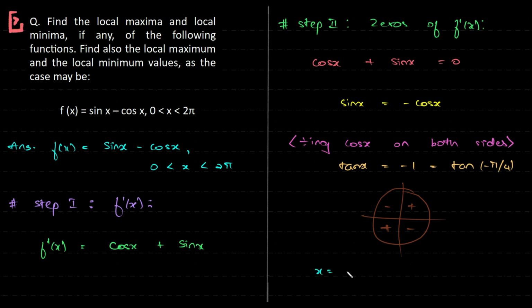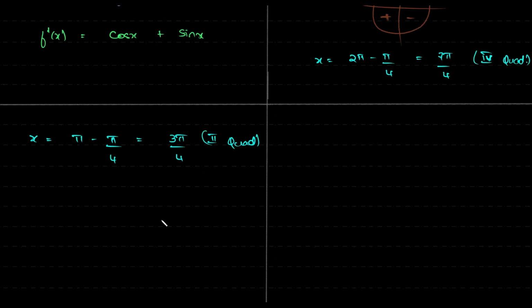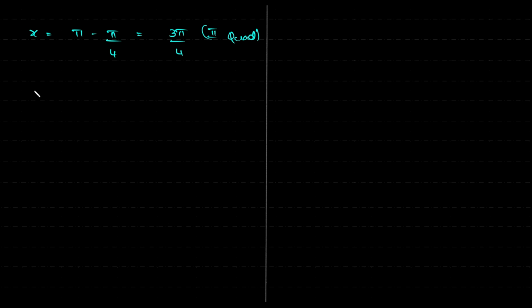So x will be equal to, when it comes to your fourth quadrant, 2 pi minus pi by 4. So this is 7 pi by 4. So this is your fourth quadrant. And when it comes to the second quadrant, this would be pi minus pi by 4. So this would be 3 pi by 4. This is your second quadrant. Okay, so we have the concerned values. You should be very thorough with all of this. If not, it's going to be difficult.